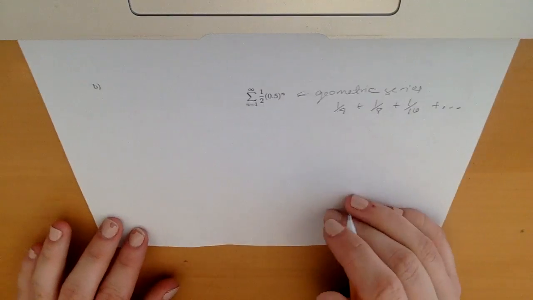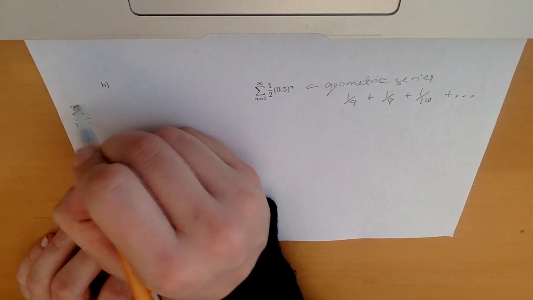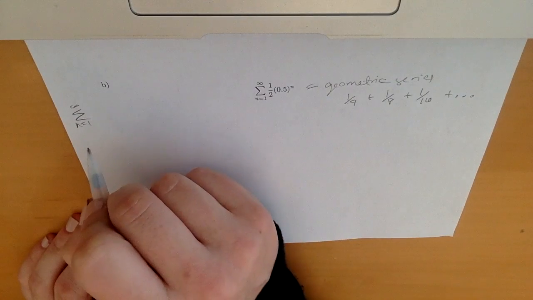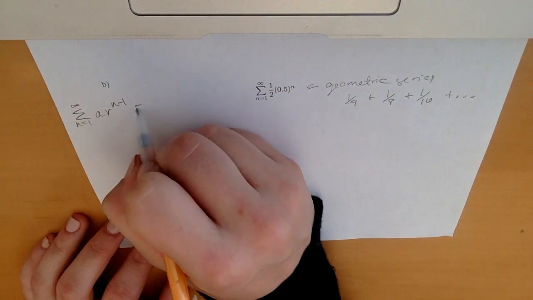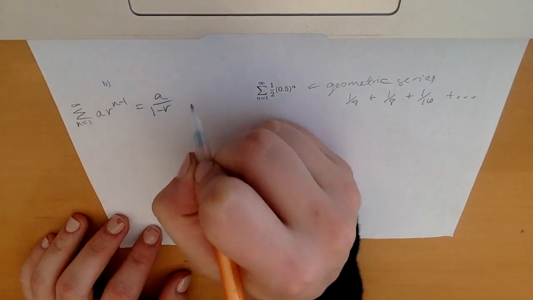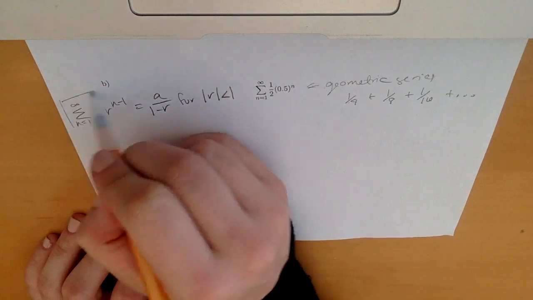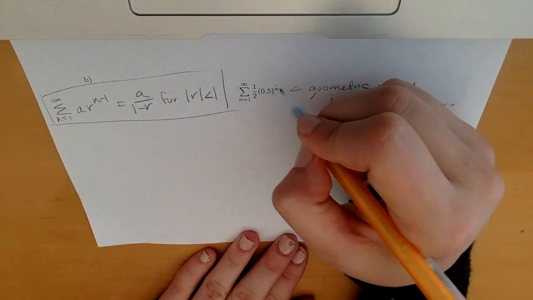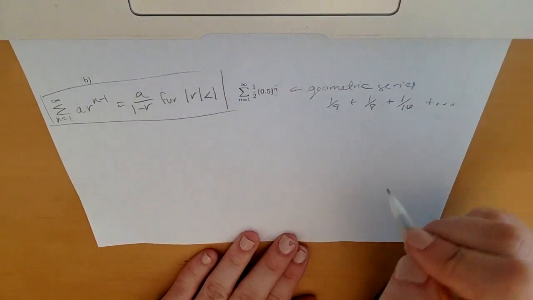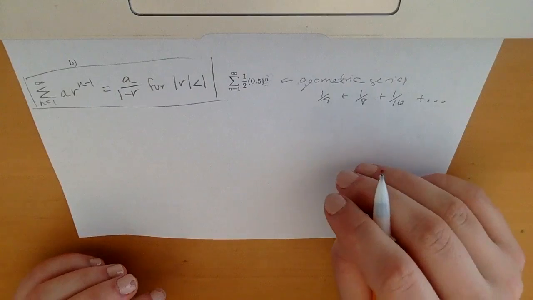Okay. Now for geometric series, we know we have this formula that the summation as n goes from 1 to infinity of a r to the n minus 1 is a over 1 minus r for absolute value of r less than 1, right? So this is what we have, and we'd like to use it, but notice here we've got n. We don't have n minus 1, we have just n.